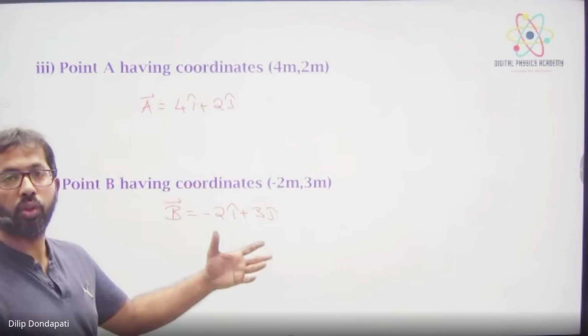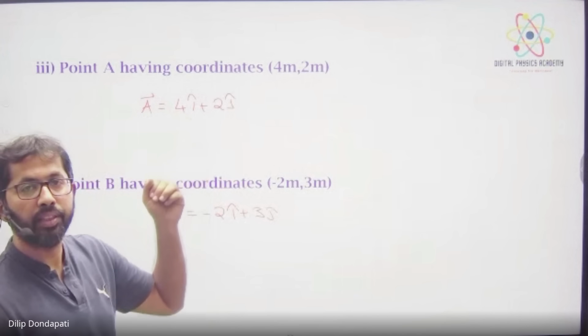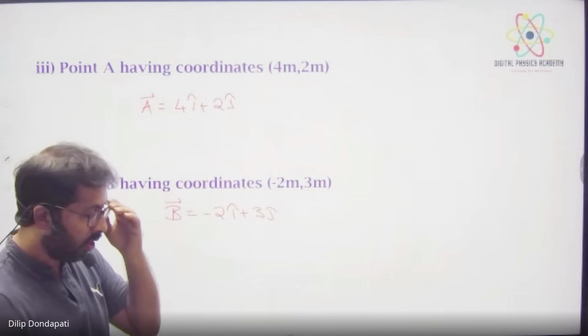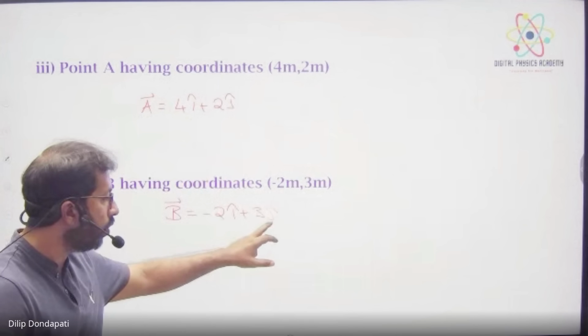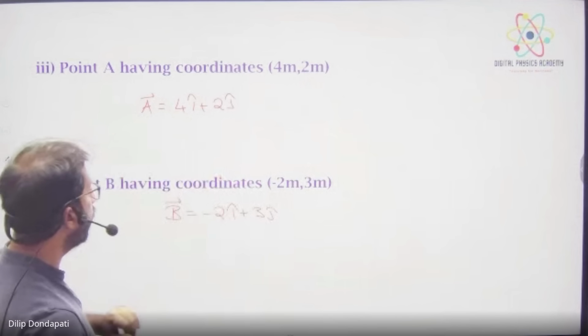These are called orthogonal unit vectors. In the x direction you have to put i cap, in the y direction j cap, in the z direction k cap. I told you, the unit vector's job is only to indicate the direction. Direction is given by the unit vector. Okay. Next.